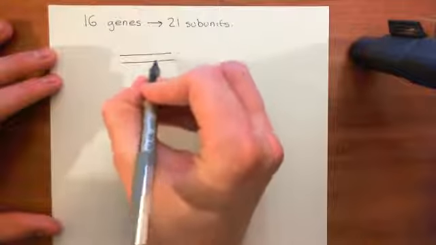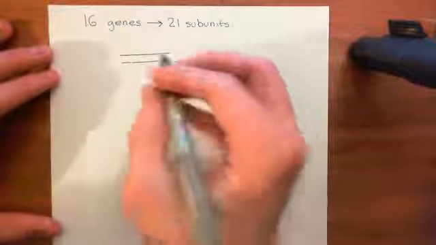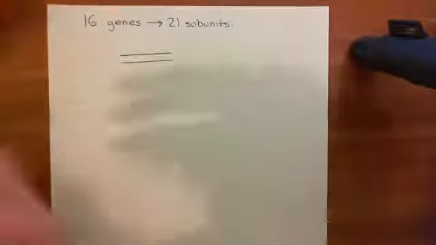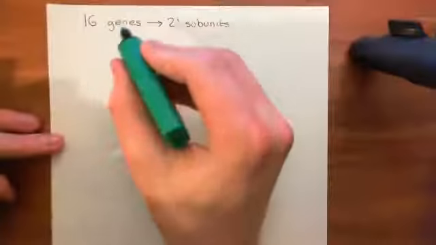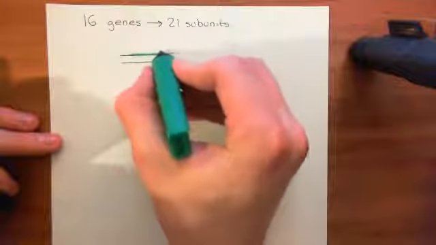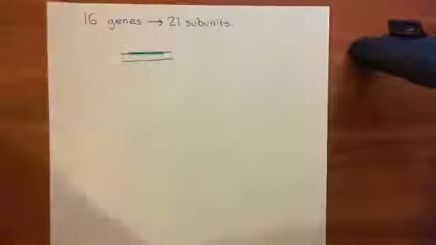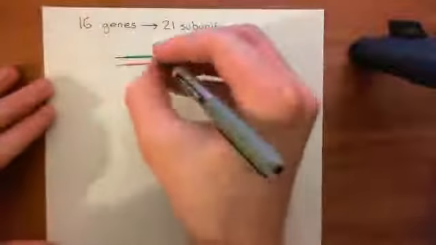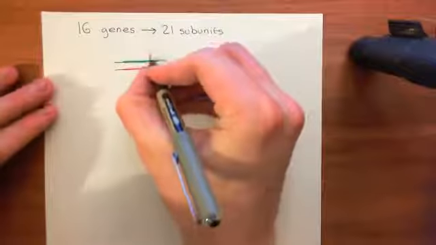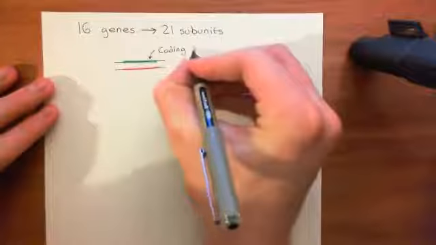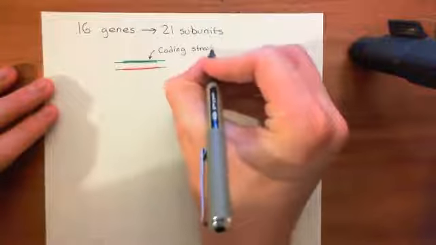So let's let these two lines here represent the double-stranded DNA. Now, if we're looking at the gene for an alpha subunit, then you will have a coding strand and you will also have a non-coding strand. I'll show the coding strand in turquoise, and I'll show the non-coding strand in red. So in turquoise, this is the coding strand, and in red, this is the non-coding strand.